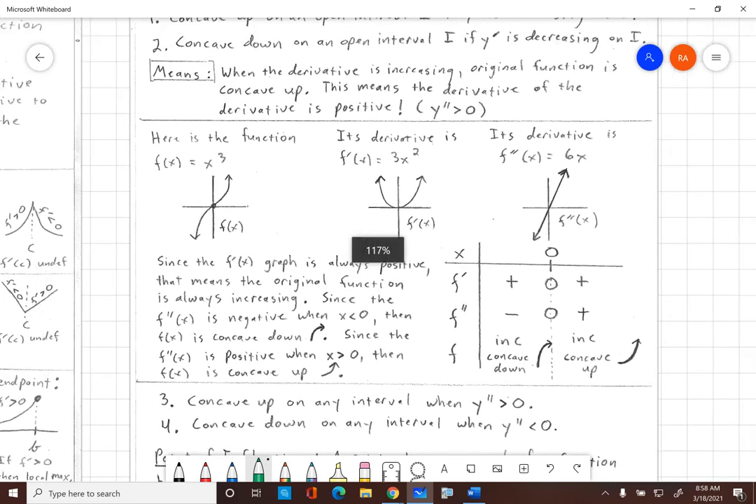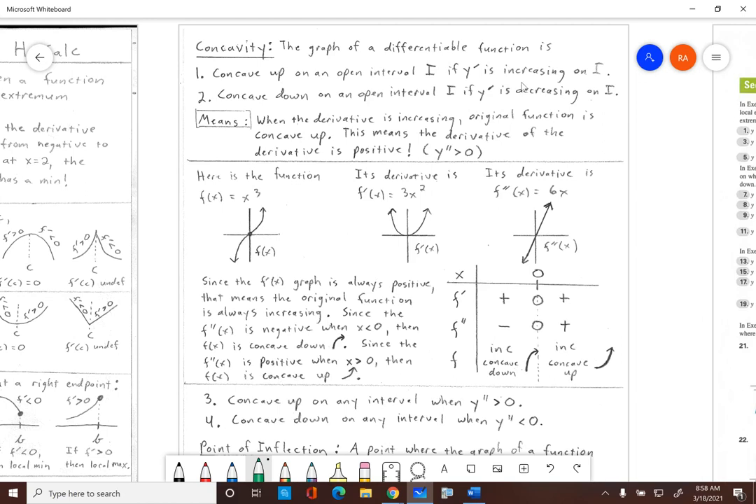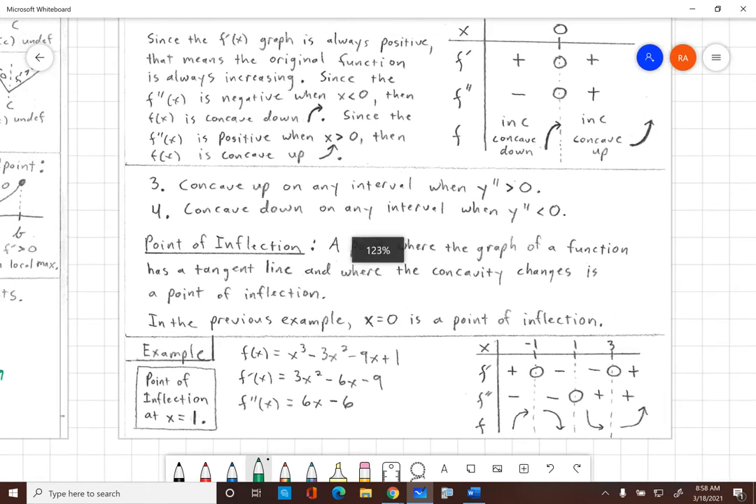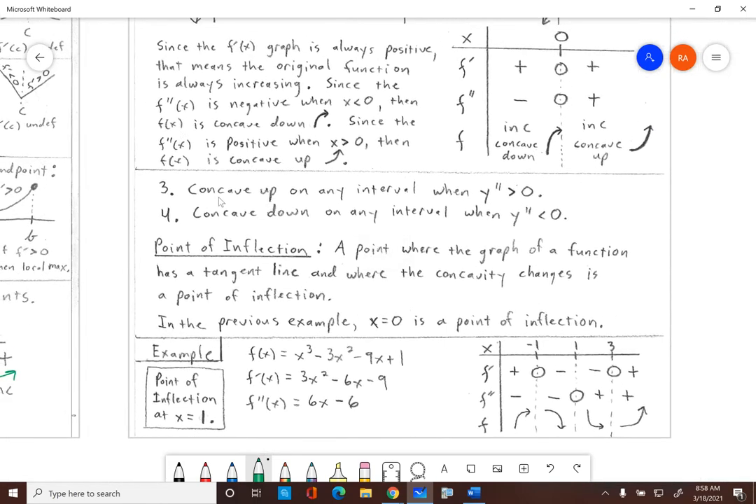Okay, so here's two more points on this. There's our first 2 points, which just talk about the derivative increasing and decreasing. And the 2 other points are what we were just mentioning: the original function is concave up on any interval when the second derivative is positive, and the original function is concave down on any interval when the second derivative is negative.